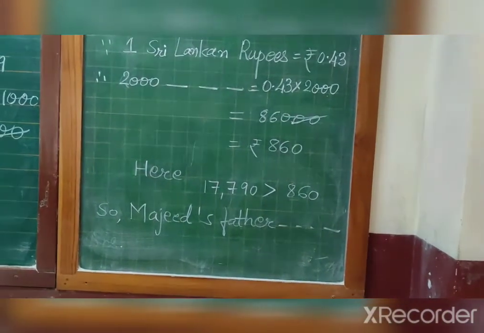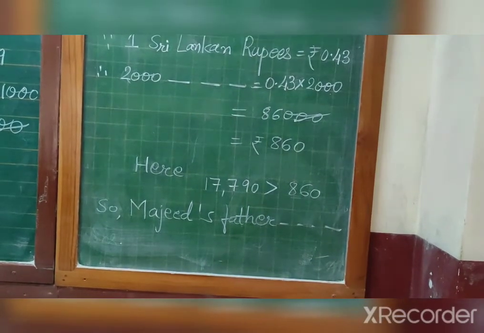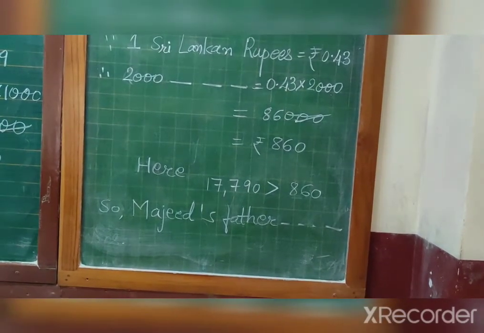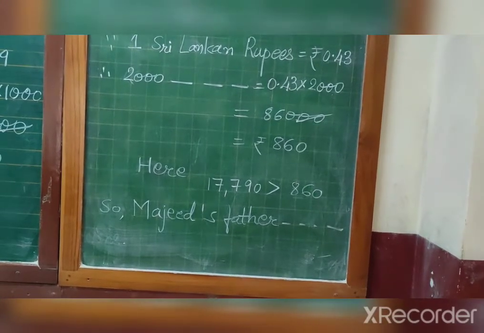Now you can compare the salary of both the persons. You will get 17,790 is greater than 860. So you will write in the statement form, Majid's father earns more.